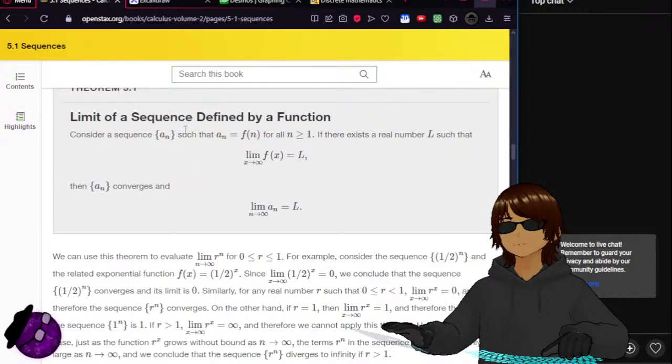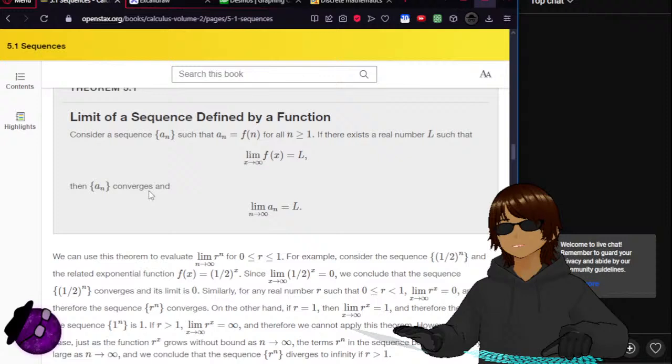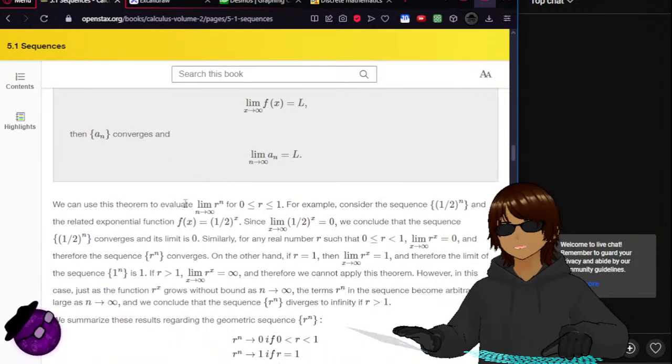Limit of a sequence defined by a function. Consider a sequence a_n such that a_n is equal to f(n) for all n greater than or equal to 1. If there exists a real number L such that limit of f(x) is equal to L, then a_n converges and limit of a_n is L. We can use this theorem to evaluate limit of r to the power of n where r is between 0 and 1. For example, consider the sequence half to the power of n.